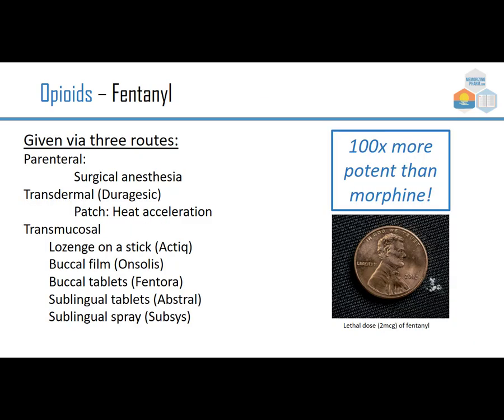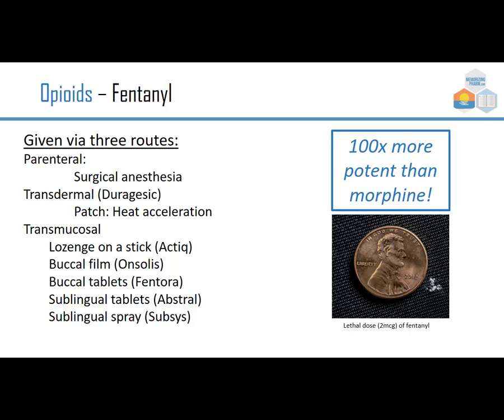So fentanyl is one of the most potent. It's given via 3 routes: parenteral for surgical anesthesia, transdermally is Duragesic, and the patch has a heat acceleration. Transmucosal, so lozenge on a stick like Actiq. Buccal film, Onsolis. Buccal tablets, Fentora. Sublingual tablets, Abstral. And sublingual spray, which is Subsys. So it's 100 times more potent than morphine.